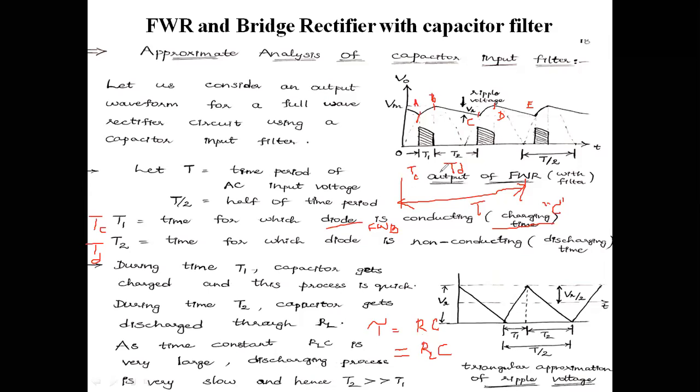Hence, this discharging time T2 is greater than T1 here. This is the discharging time. This discharging time T2 is greater than the charging time. So I am taking that the discharging time is very much greater than the charging time here. That is given as T2 is greater than T1.